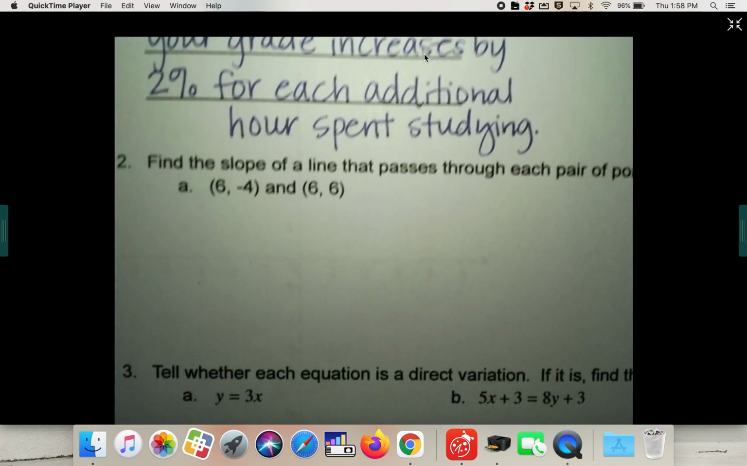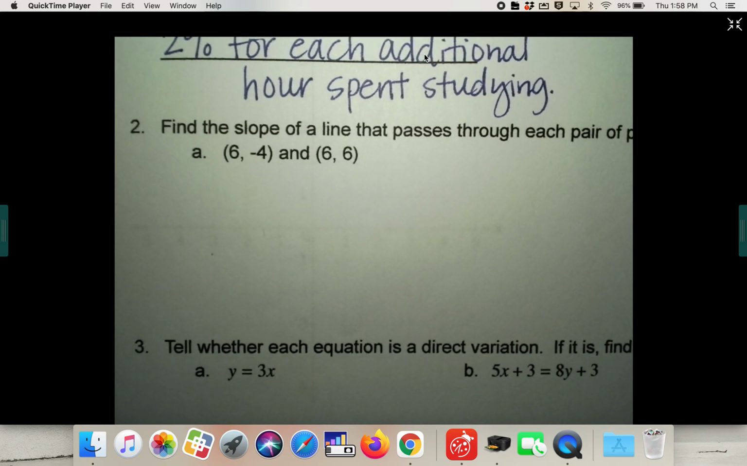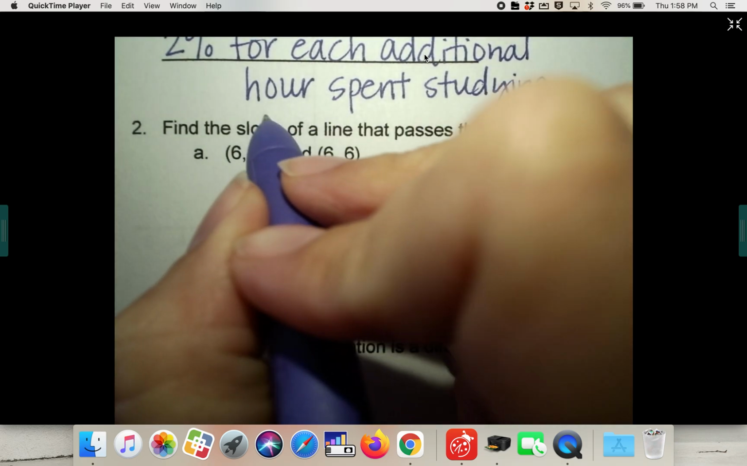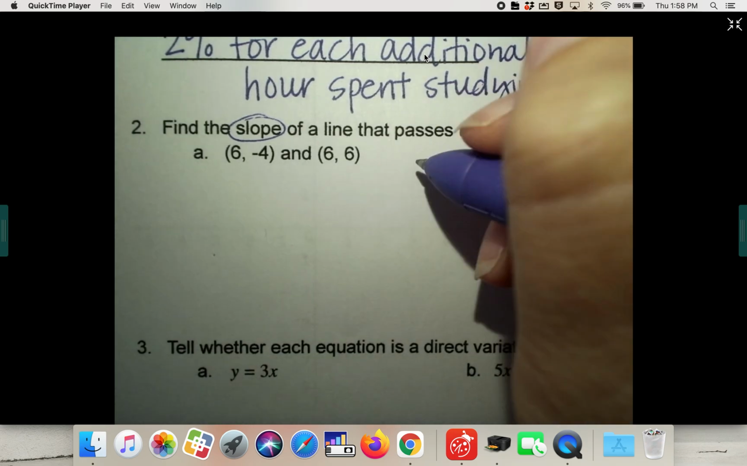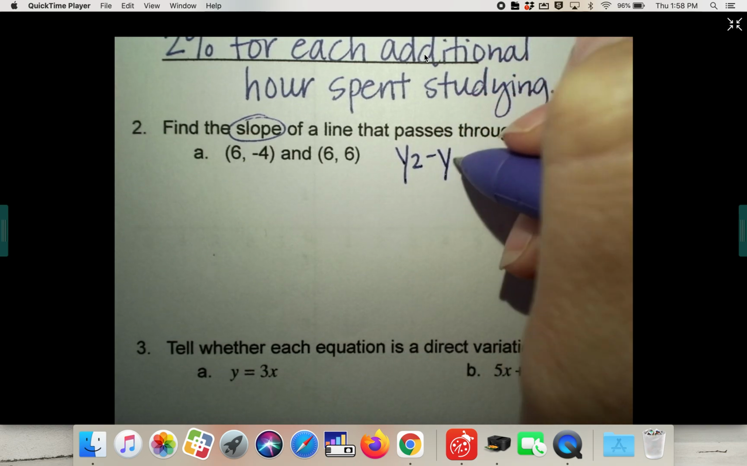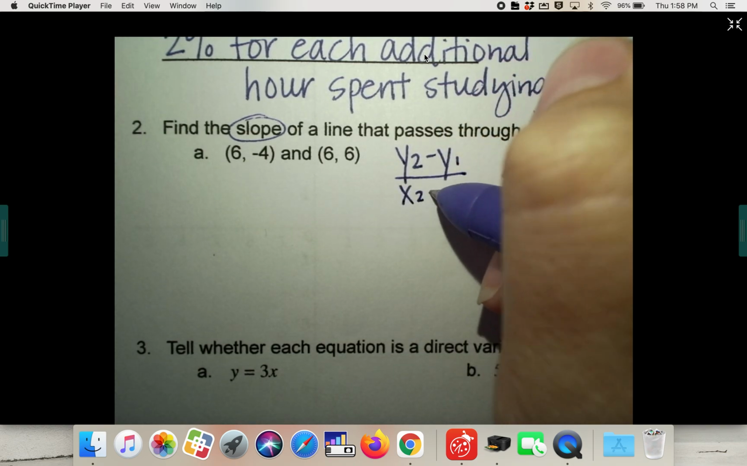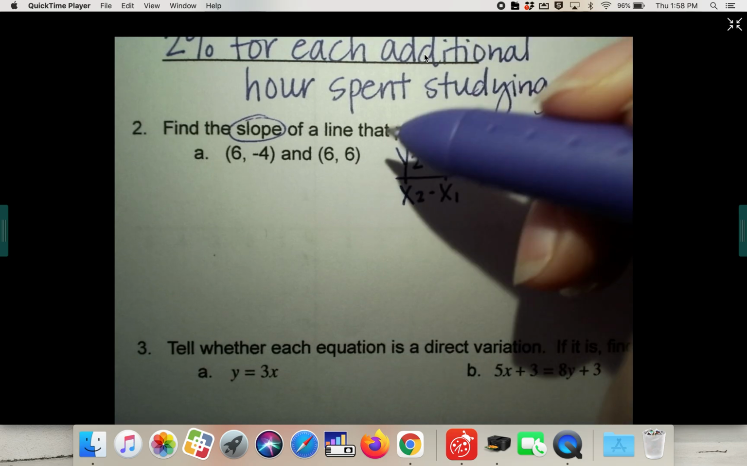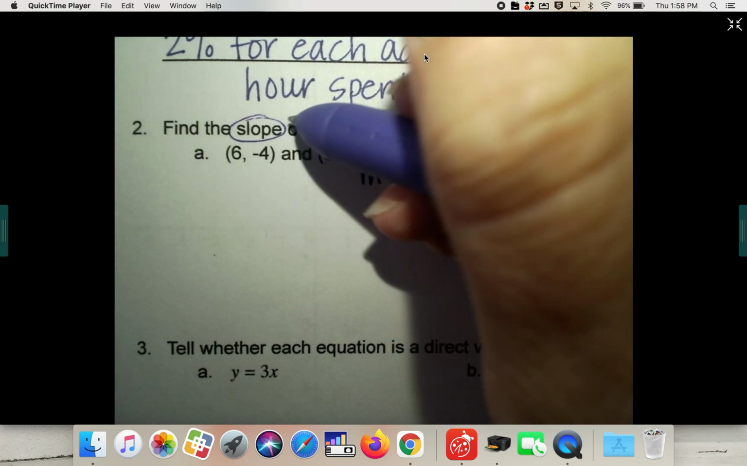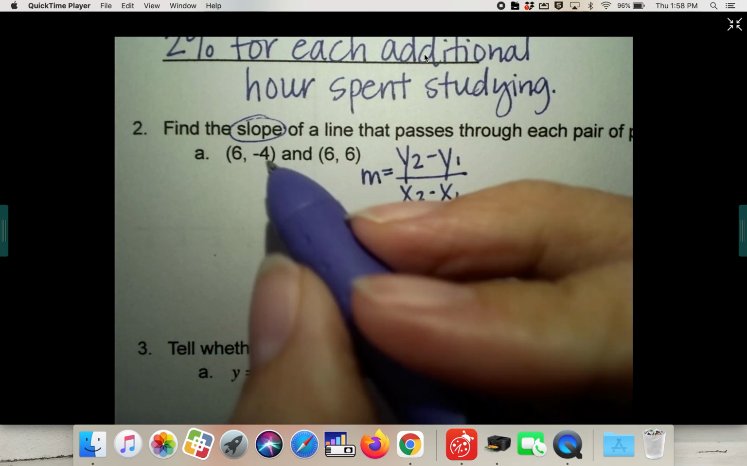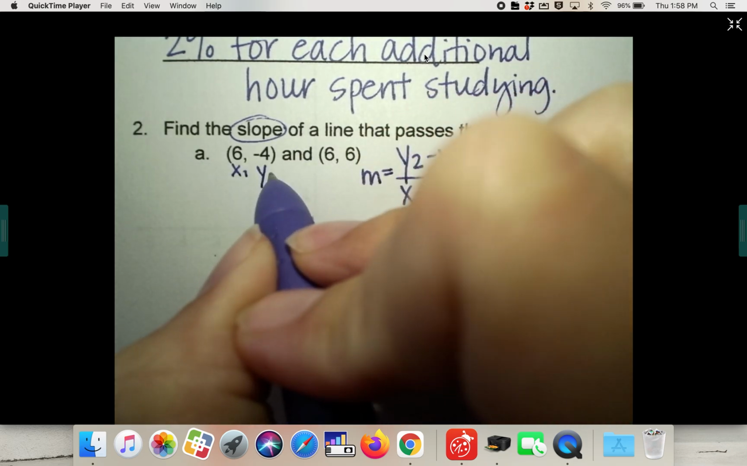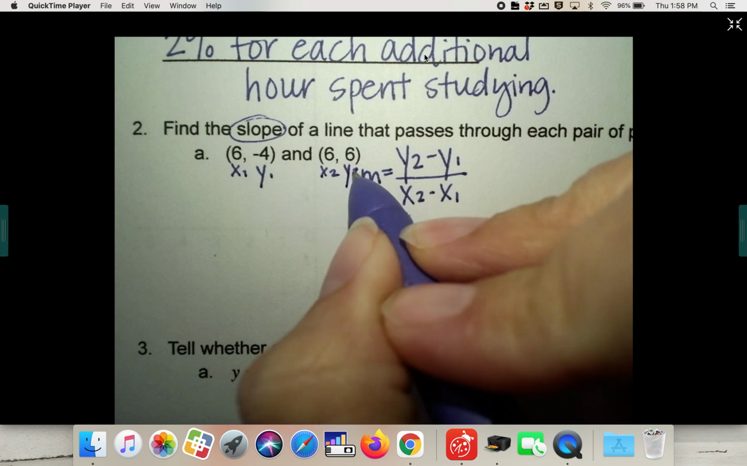Excuse me. Okay, let's take a look at number 2. Find the slope of a line that passes through these points. Okay, all we're finding is the slope, which means all you should be using is the slope formula. If you forgot what it is, y2 minus y1 over x2 minus x1. That is to find the m, which is the slope. All right, if you forgot which one of these coordinates was what, this is your x1, y1. This is your x2, y2.